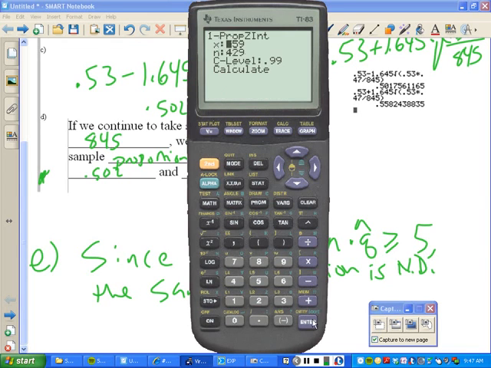Now here's what you're going to do. You're going to press enter. It's going to ask you for your X. What was your X in this case? Anybody remember? 447. The X was 447. What was the N? 845. And our confidence level was 90%. We're going to press enter.